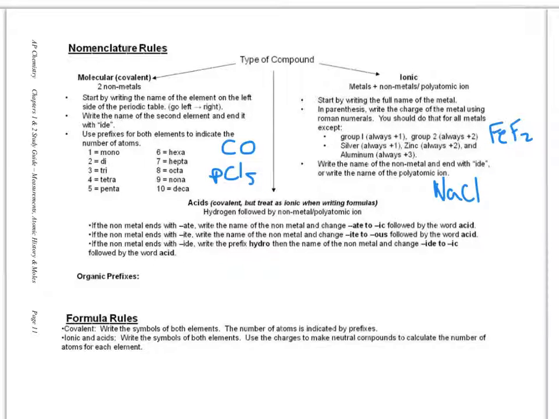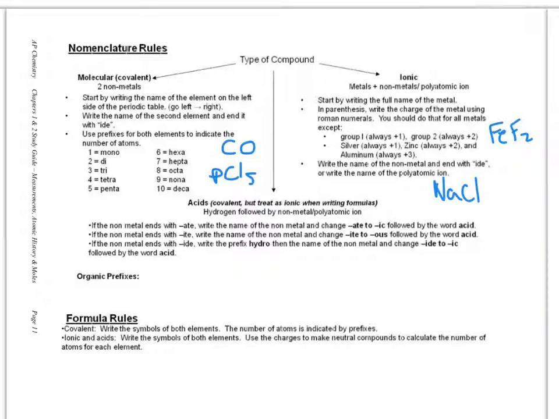For acids, they have a different way of naming. An acid is basically something that's covalently bonded, but it starts with hydrogen. And something magical happens when you put it in water: it ionizes. So it's covalent, but then it ionizes when you put it in water. What you do is look at the nonmetal end. Sometimes that's just a nonmetal, sometimes that's an anion. But you look at the part that's not the hydrogen.